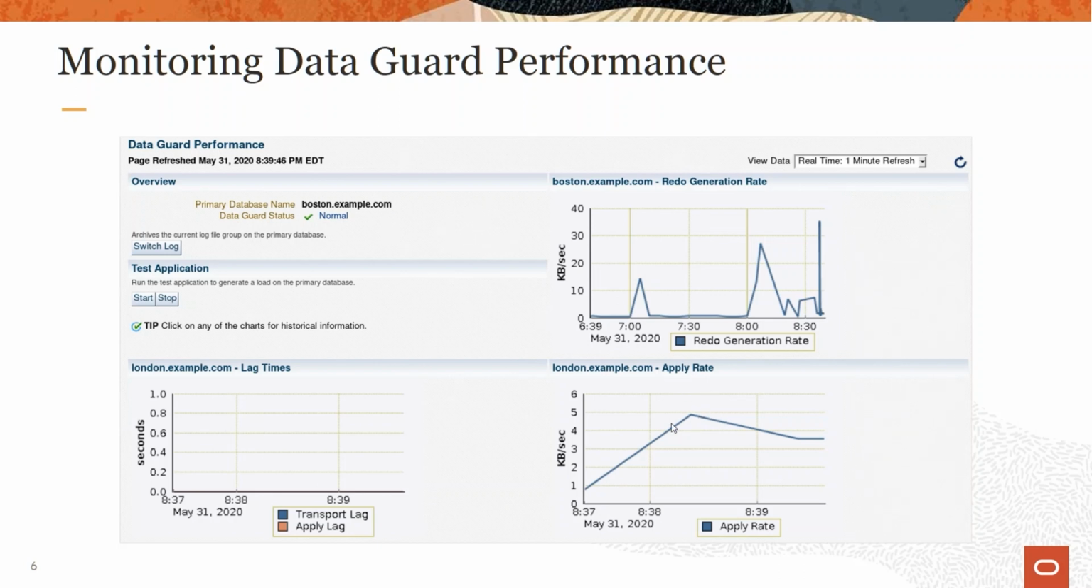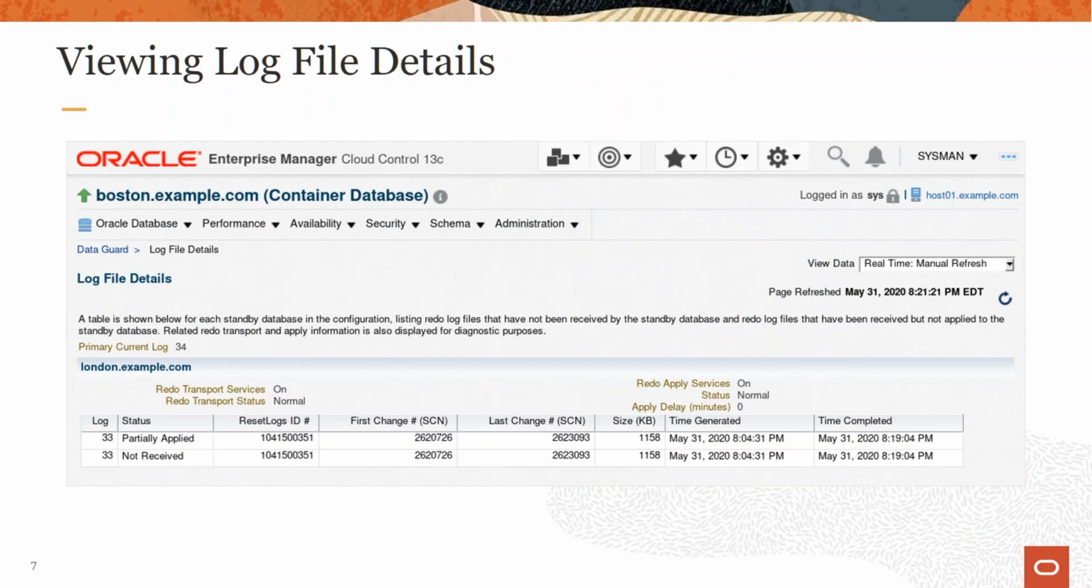So you may have to tune the apply service in the standby database, or you may have to schedule some of the less important workload in a different time period to balance the load. But there are many factors, and there are many different ways to balance workload on the primary side and also the standby side. And also we have log file details.